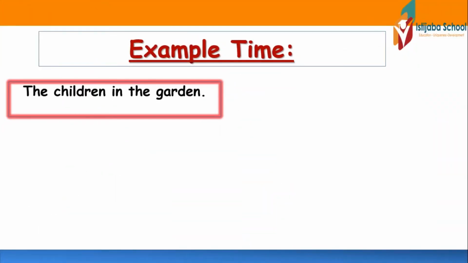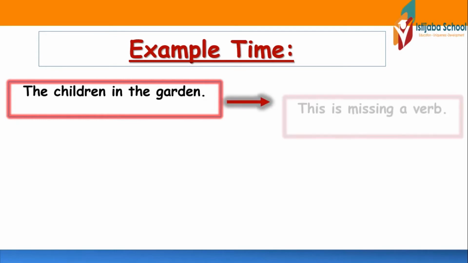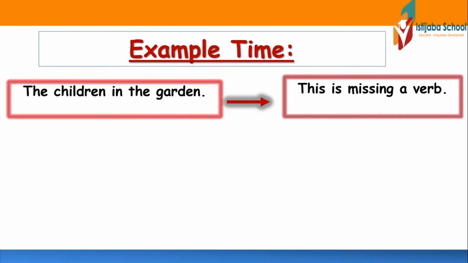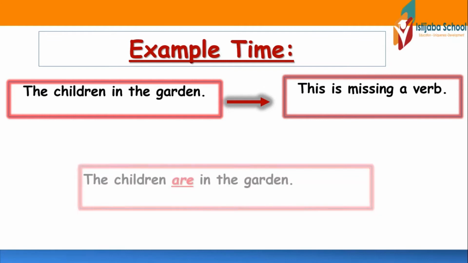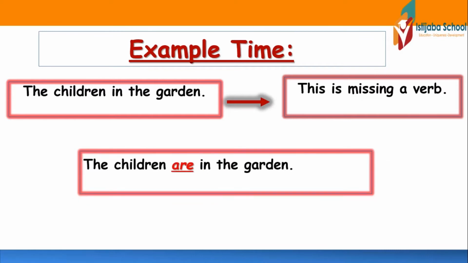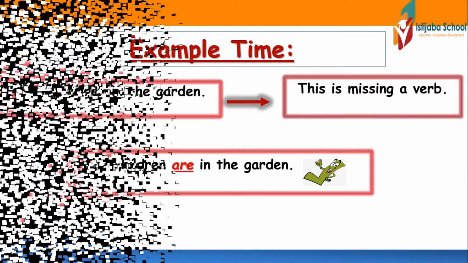The children in the garden. This is missing a verb. So the children in the garden is a sentence fragment. In order to make it a sentence, I have to add the verb. So I say, the children are in the garden. Now this is a sentence. And you have to note also, my students, that a sentence always begins with an uppercase letter.